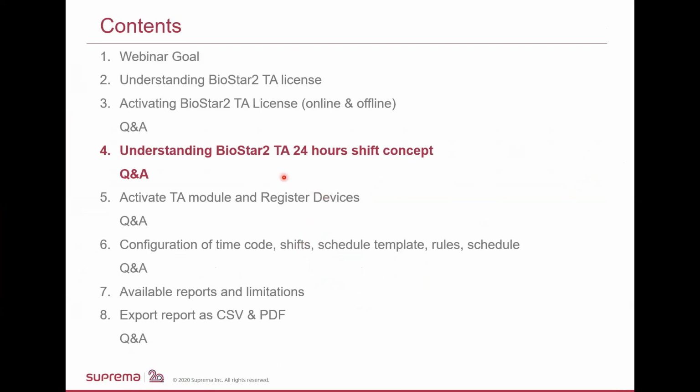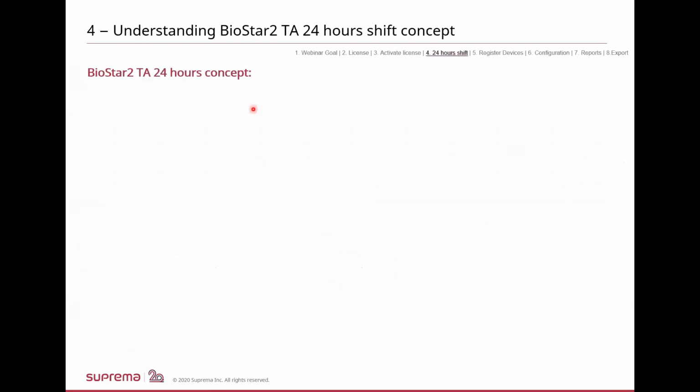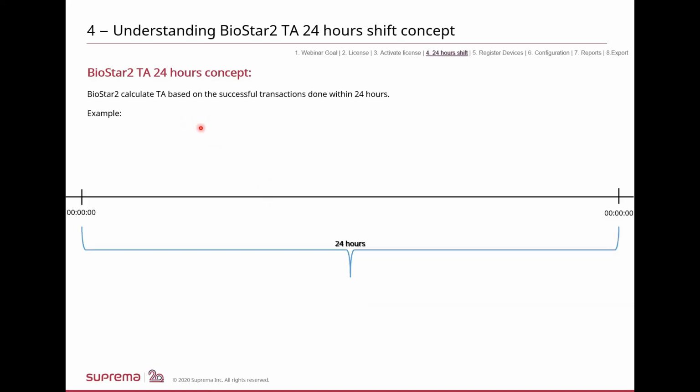So the most important part of BioStar 2 Time Attendance is something called the 24-hour shift. So let's understand this concept and make sure that everyone fully understands, because this is the base, the foundation, the concept of how BioStar 2 Time Attendance calculates and generates the reports. For example, this is your 24 hours, which is usually for a day, which starts from midnight, 12 a.m., until 11:59 and 59 seconds on the same day, because the next second is going to be the next day.